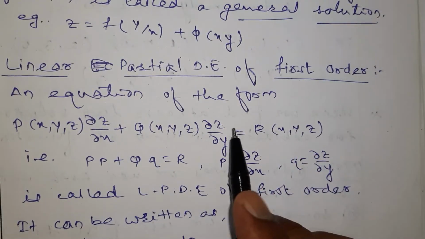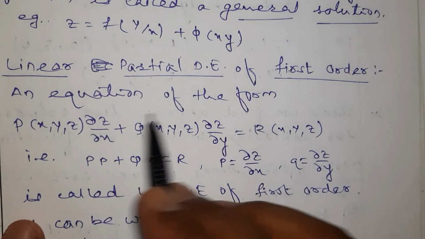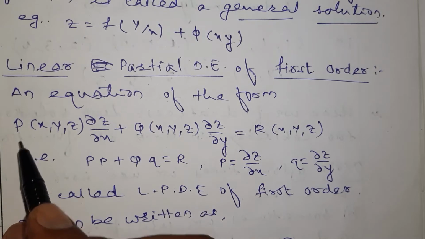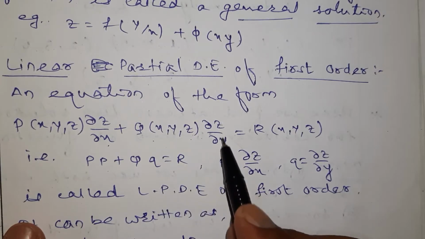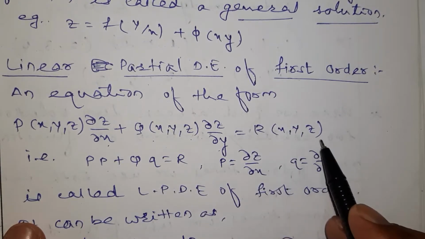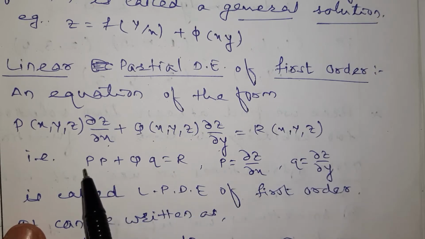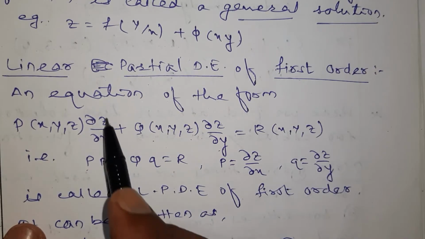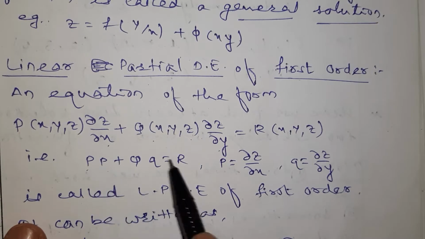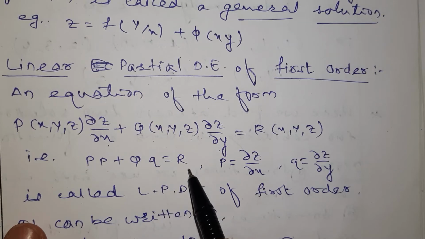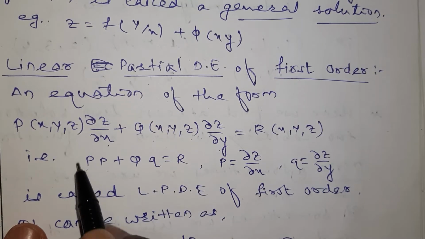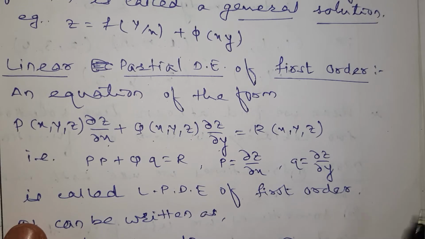Okay, now we will see the definition of a linear partial differential equation of first order. An equation of the form, see the equation carefully, capital P(x,y,z) dou z by dou x plus capital Q(x,y,z) dou z by dou y is equal to R(x,y,z). That means we can write capital P into small p, because we know that dou z by dou x is small p, plus capital Q into small q, where dou z by dou y is my small q, is equal to R. This equation is called Lagrange's linear partial differential equation of first order.